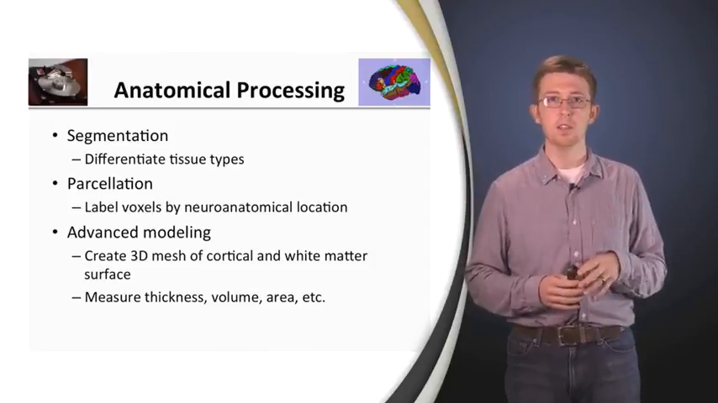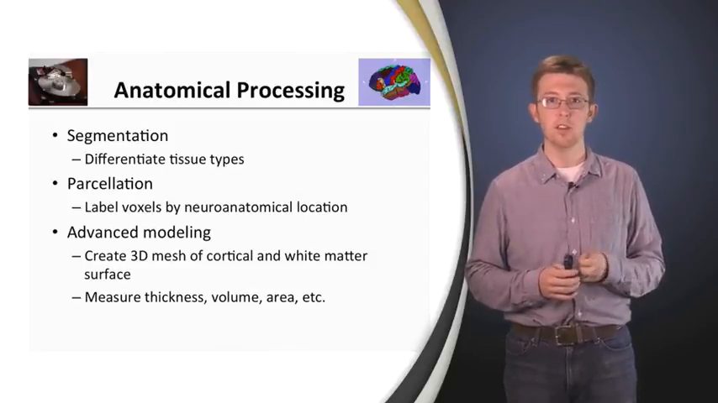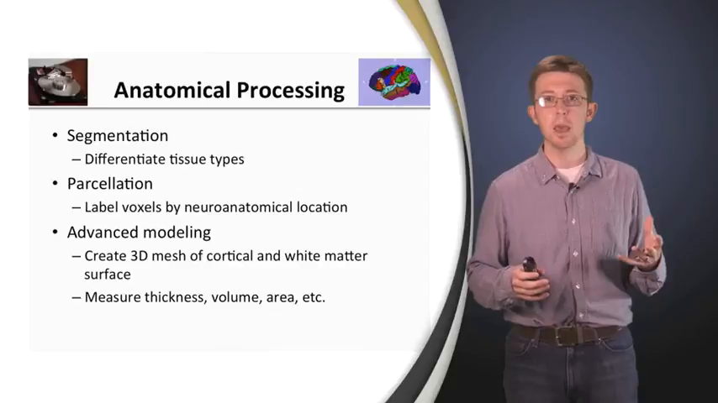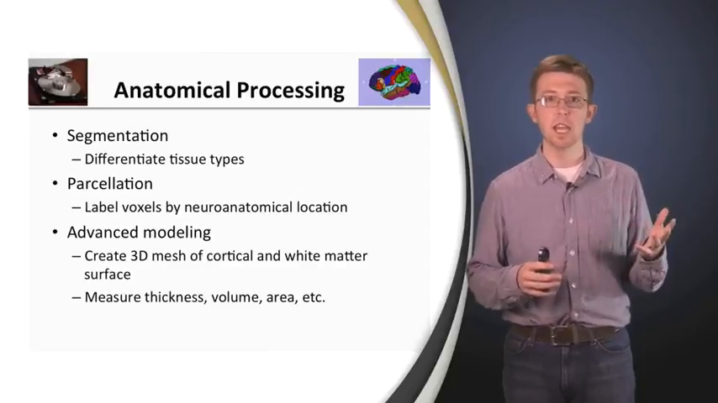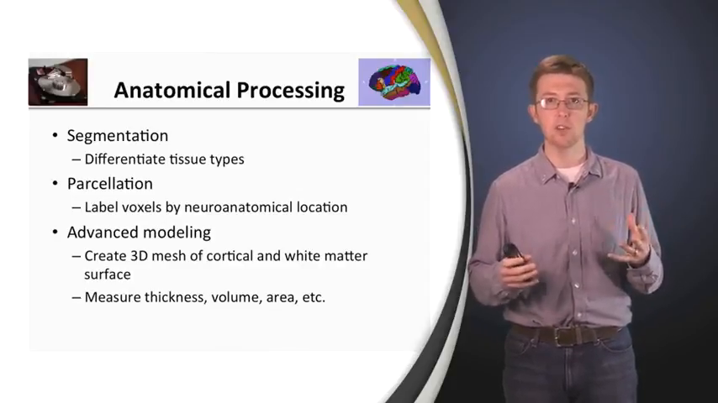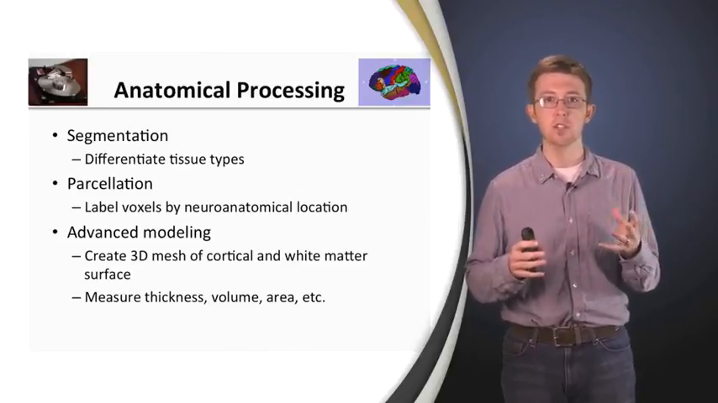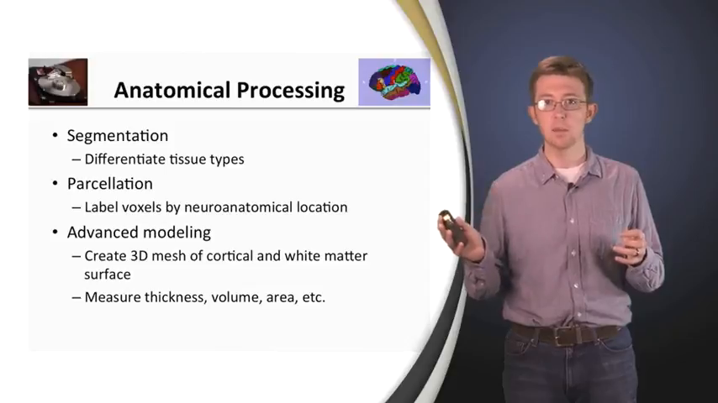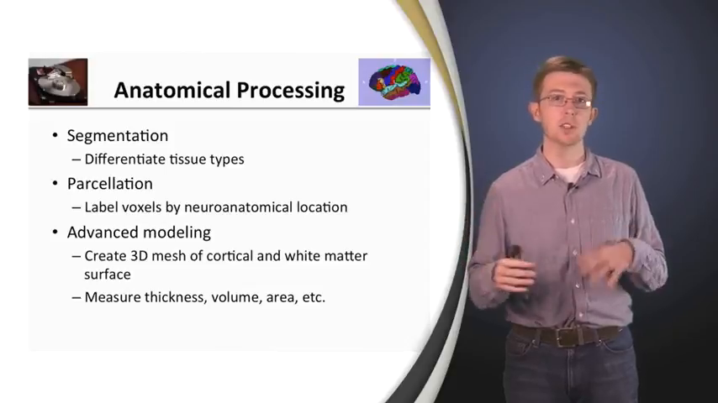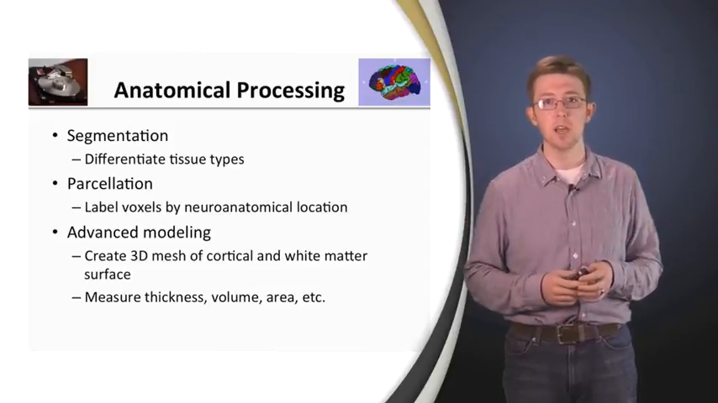The next thing we want to do with an anatomical image is what's called parcellation. This aims to label voxels by their neuroanatomical location. So given the picture of a brain, a parcellation routine will tell us that a particular voxel might be in the visual cortex or the sensory cortex or something like that.